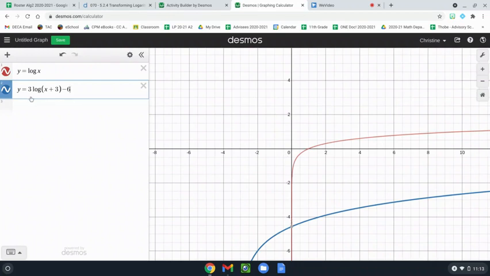So the key things I want you to remember is a number on the outside is a stretch or compression. Inside my parentheses gives me a left or right shift. And lastly, a number subtracted or added on the outside is my vertical shift. So go ahead on the next few slides, answer these to the best of your ability. If you are stuck, please rewatch this video because I will be grading the next slides for accuracy.